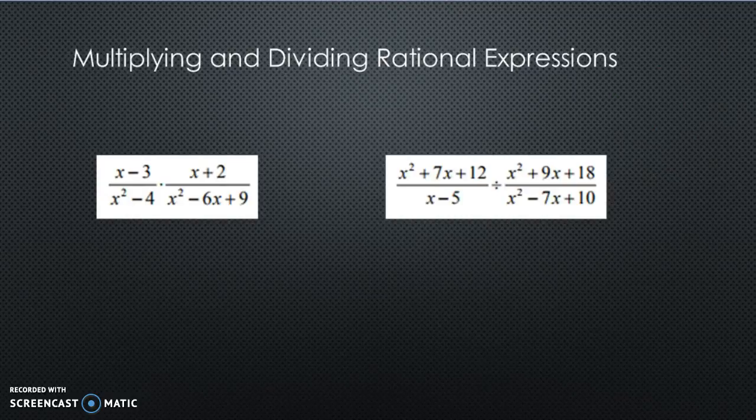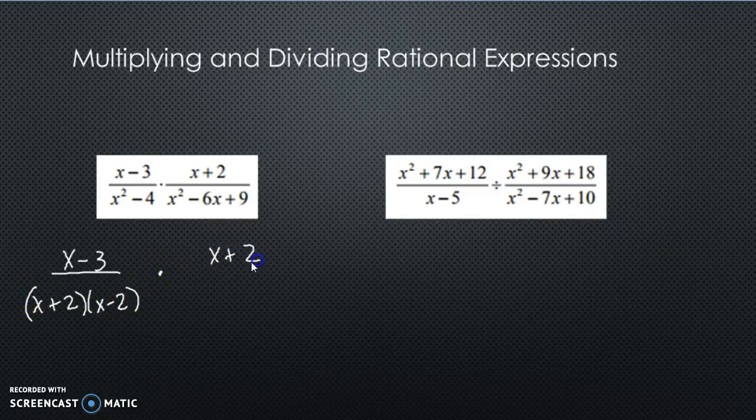Multiplying and dividing, very similar to simplifying, except now we have two fractions. So whenever we multiply, we're still going to factor, cross out top and bottom, but we just go all the way across. So the x minus 3 and x plus 2, they're fine. Can't factor those. X squared minus 4, I can do difference of squares. So we have x minus 3 over x plus 2, x minus 2, times x plus 2 stays the same.